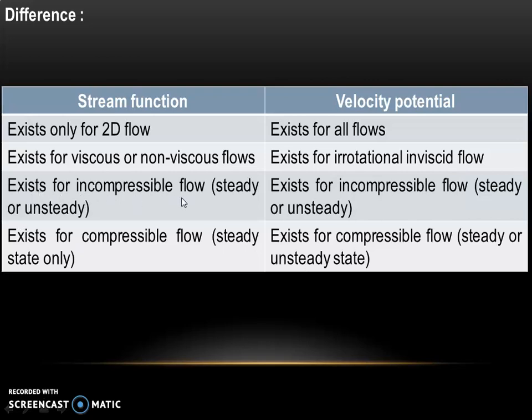Stream function exists for incompressible flow that can be either steady or unsteady, whereas velocity potential exists for incompressible flow which can be either steady or unsteady flow. And stream function exists for compressible flow but only steady state flow, whereas velocity potential exists for compressible flow and it can be either steady or unsteady flow.